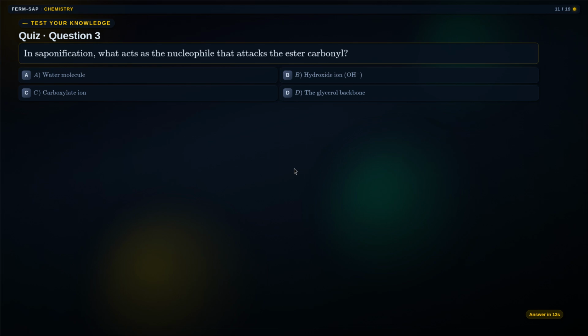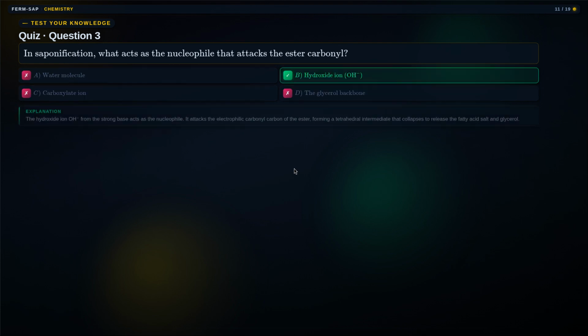The correct answer is B. The hydroxide ion OH- from the strong base acts as the nucleophile. It attacks the electrophilic carbonyl carbon of the ester, forming a tetrahedral intermediate that collapses to release the fatty acid salt and glycerol.